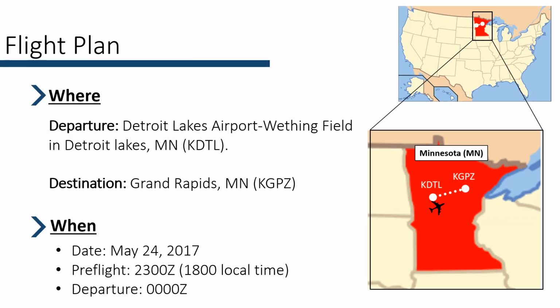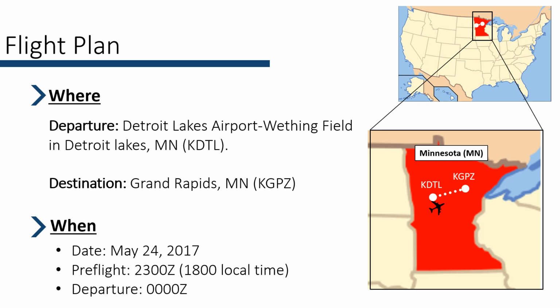Now let's begin by looking at the flight scenario. For this course, you will be planning a direct flight from Detroit Lakes Airport, Wething Field in Detroit Lakes, Minnesota, KDTL, to Grand Rapids Itasca County Airport in Grand Rapids, Minnesota, KGPZ. This flight is based on historical data from May 24, 2017.